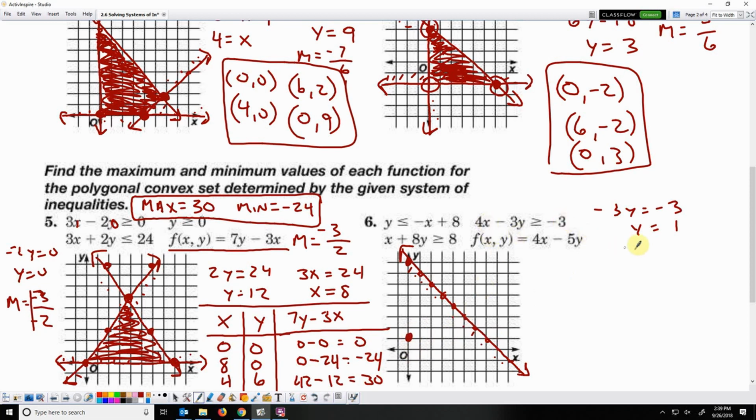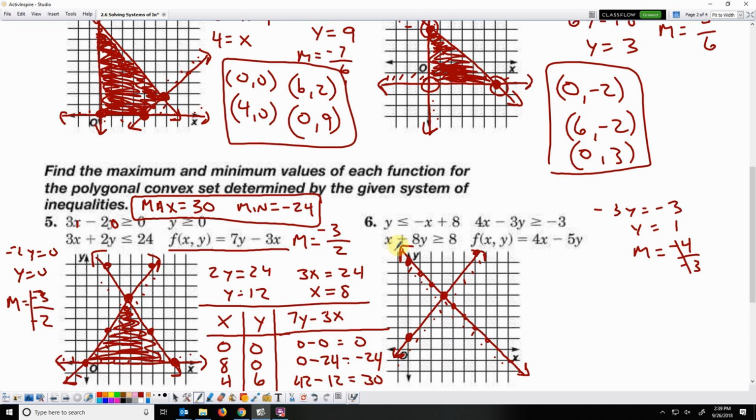4 doesn't go into negative 3, so I'll use the slope. Opposite of a is negative 4. b is negative 3. So it's positive 4/3. So there's my second line. If I plug in the origin, 0 minus 0 is greater than or equal to negative 3. That is true. So I'm shading toward the origin. So now I've shaded this region both times.